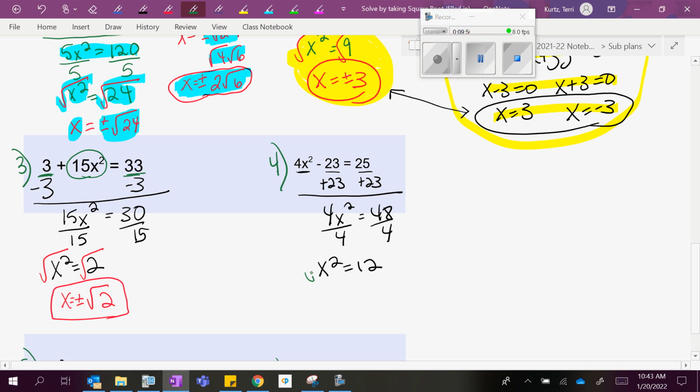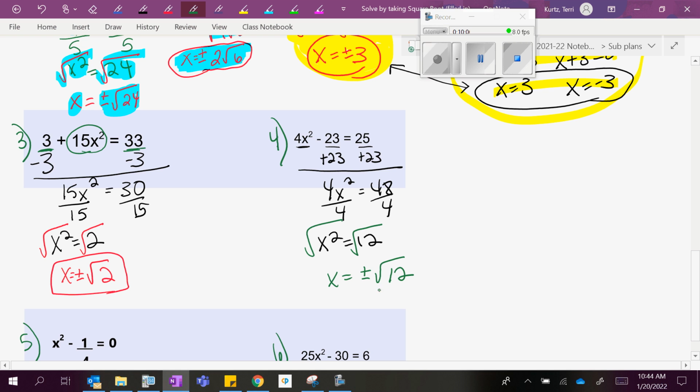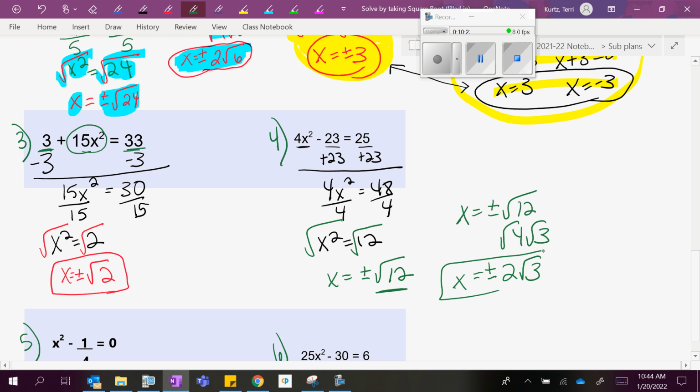I need x by itself. Take the square root of both sides. x equals plus or minus radical 12. Bingo. However, I look at my radical. I think, could I take anything? Could I simplify that? Yes, I can. Here, radical 12 is radical 4 times radical 3, which is 2 radical 3. So my final answer is x equals plus or minus 2 radical 3.